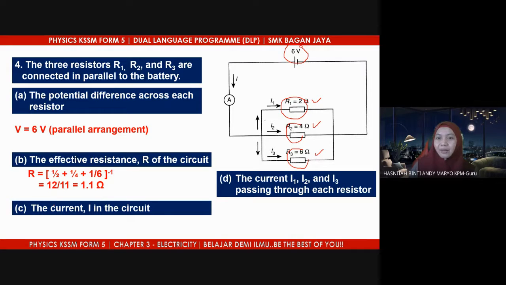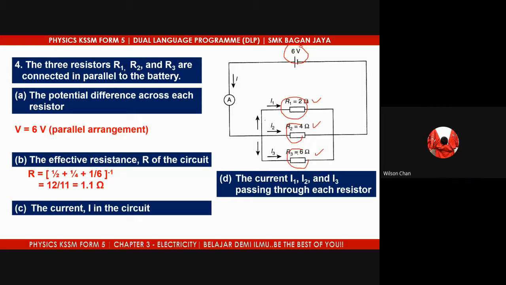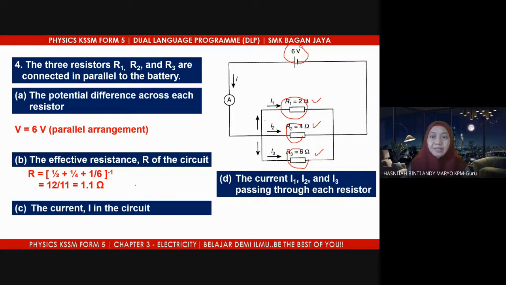Is it correct? 1.1? 1 over 2 plus 1 over 4 plus 1 over 6 and then find the... Yeah, Nicholas said yes. Yes, betul lah, 1.1. Okay, so this one, 1.1 effective resistance. Okay, find the current in the circuit.